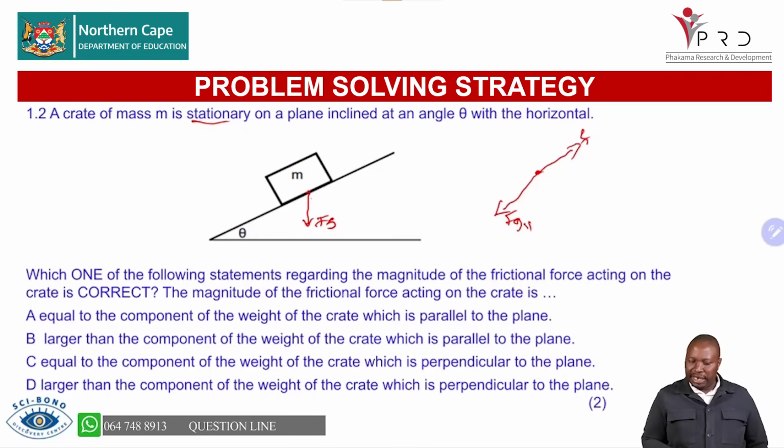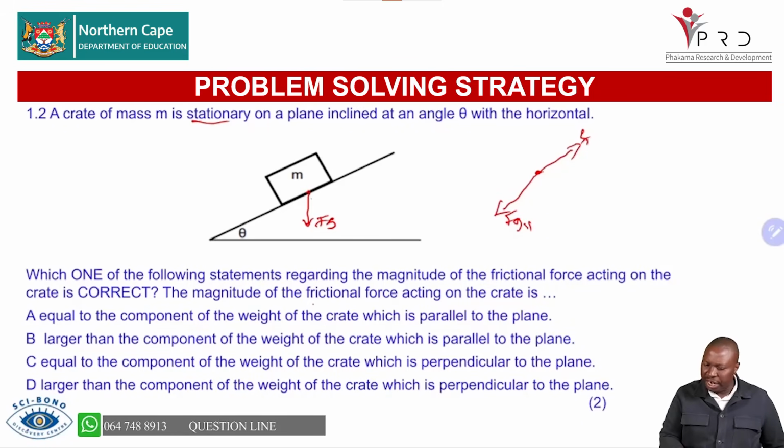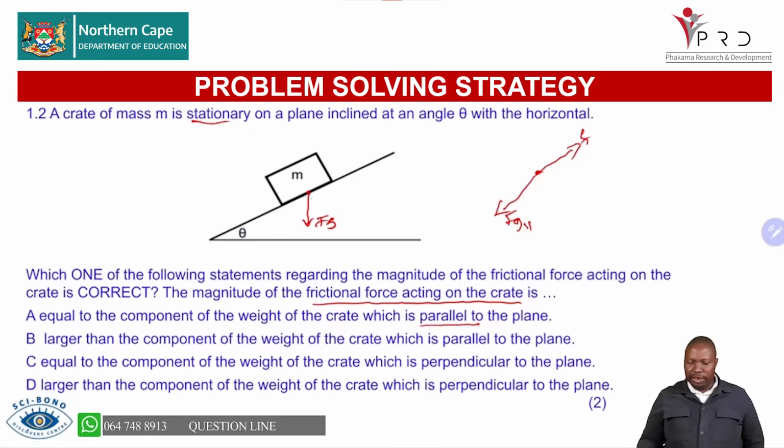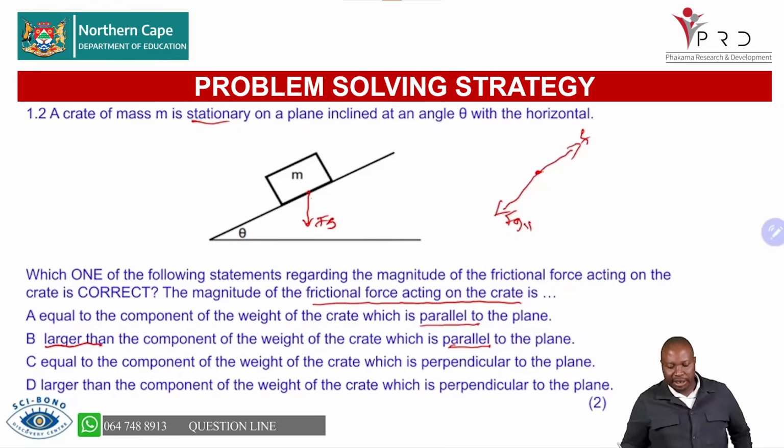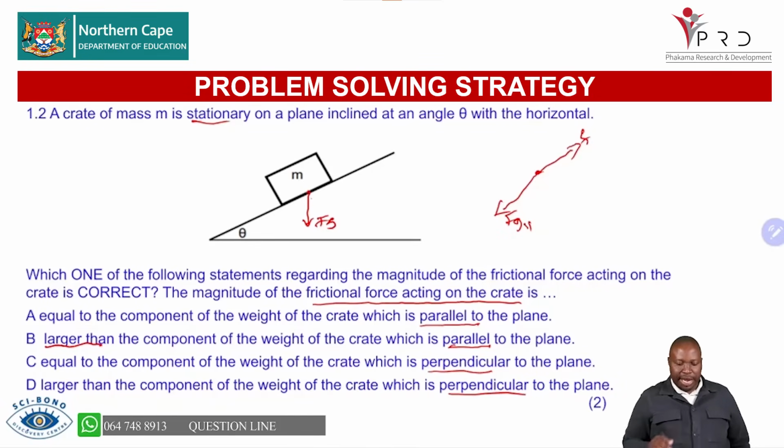Which one of the following statements regarding the magnitude of the frictional force acting on the crate is correct? The magnitude of the frictional force acting on the crate is equal to the component of weight of the crate which is parallel to the plane, or is larger than the component of weight which is parallel to the plane. The main thing is that the forces we are talking about are the parallel forces, because these are the two opposing forces when we look at how the object is supposed to move. It's not the perpendicular force that makes the object move in this direction. So it must be A or B.